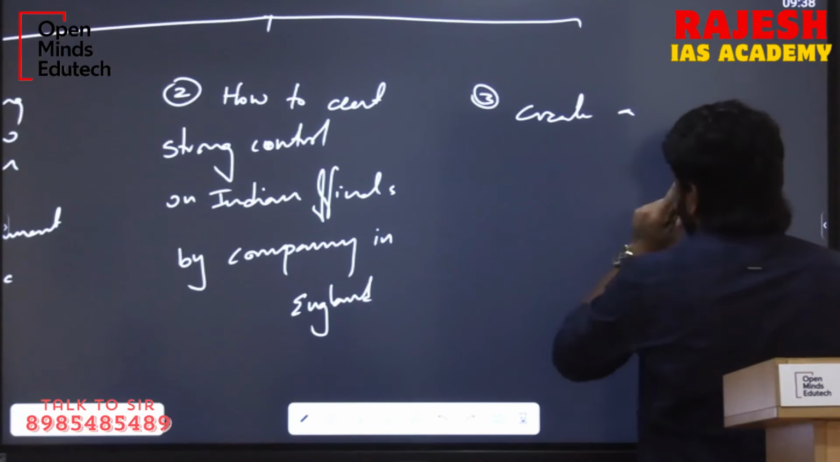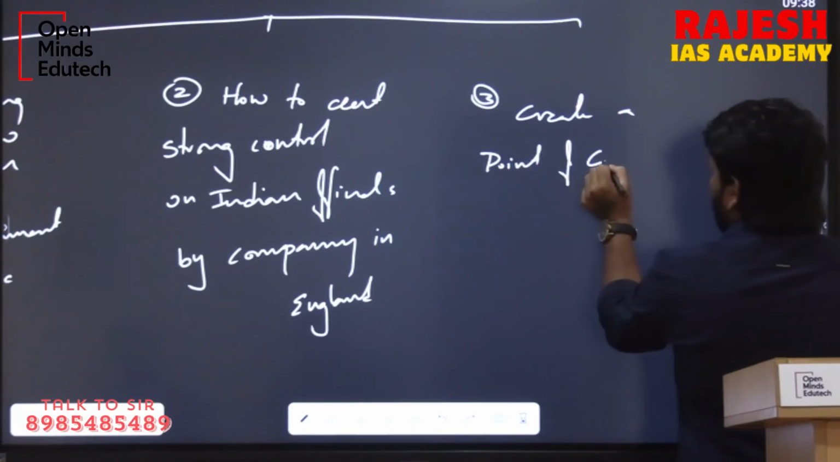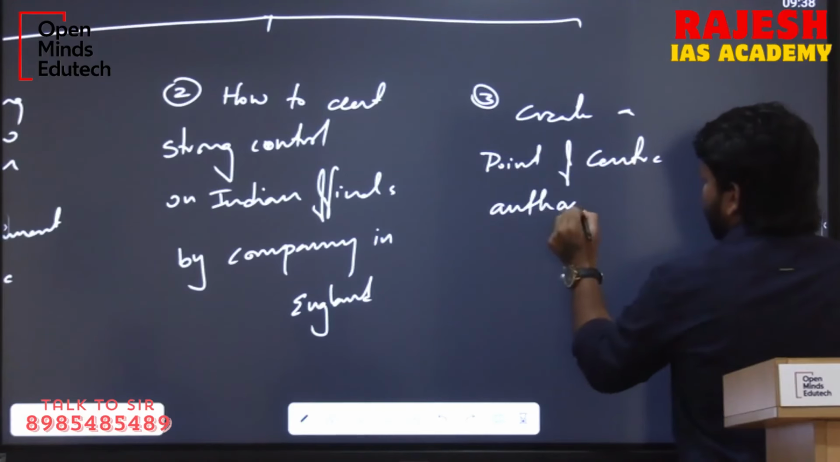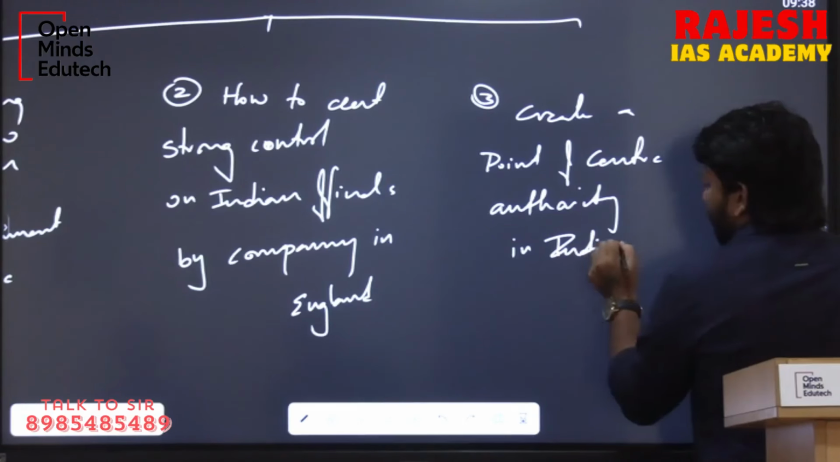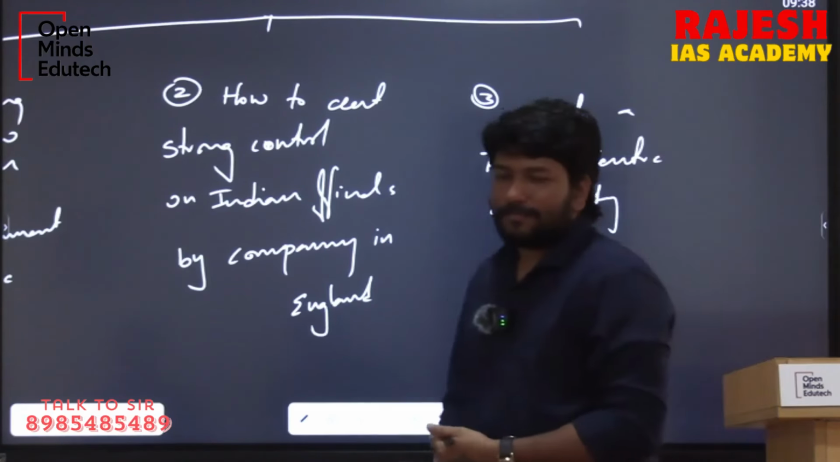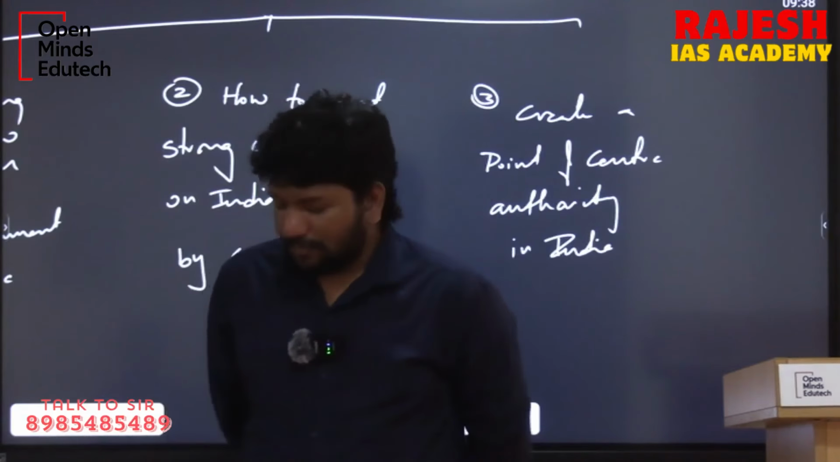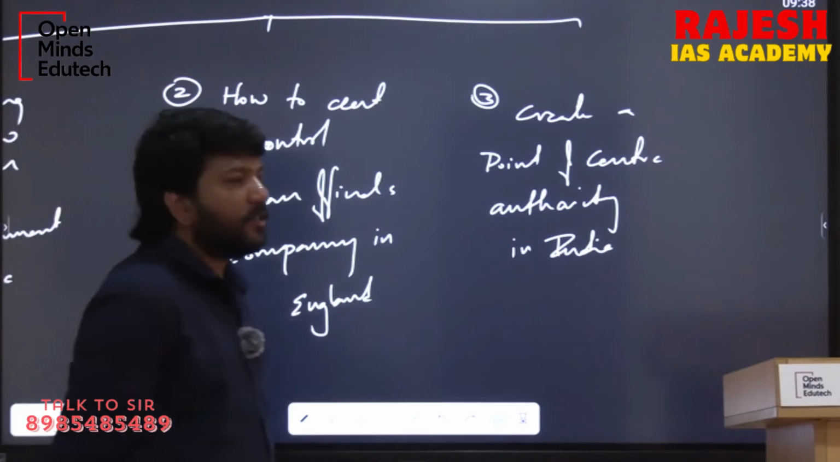Write the third one: create a central authority in India for better communication and coordination.